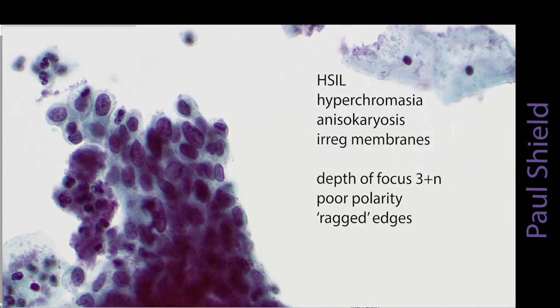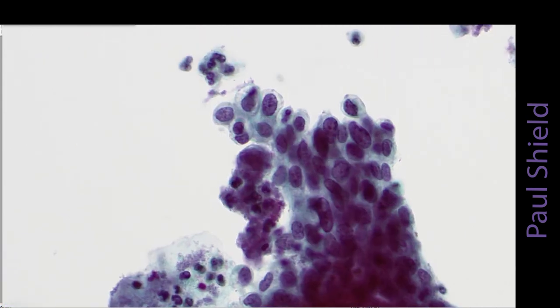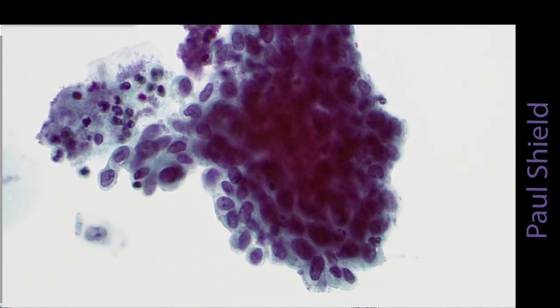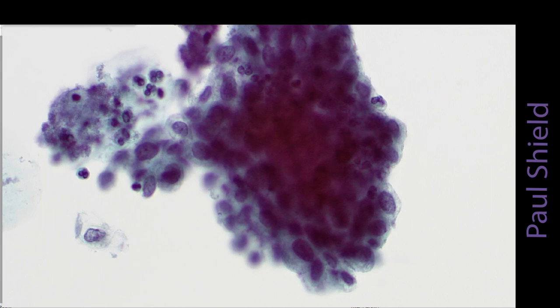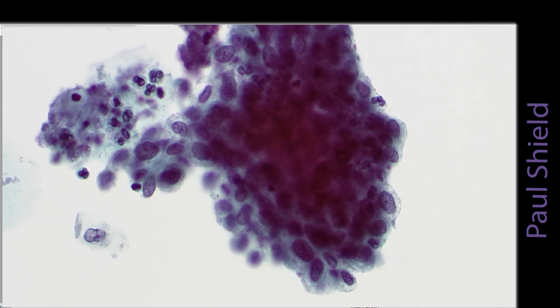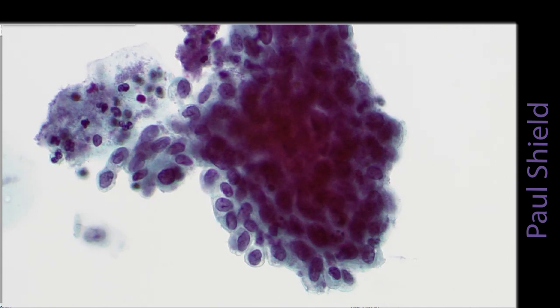Just to remind you what the crowded hyperchromatic groups of high-grade SIL look like. They have nuclear abnormalities, so hyperchromasia, variation in size and shape, irregular nuclear membranes. But the groups themselves also lack polarity, so the nuclei point in all different directions, they look disorganized, very crowded. That's because of the high NC ratio. And around the outside you can usually see the centrally placed nuclei, and the edges are quite ragged, so you don't have a smooth community border at all.